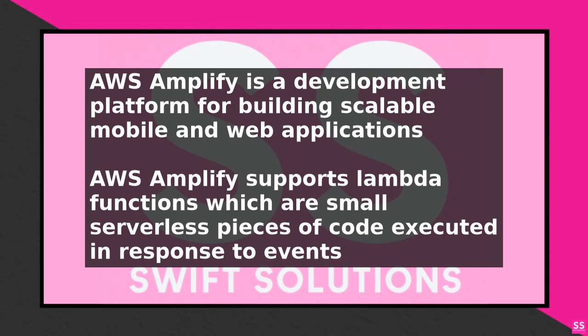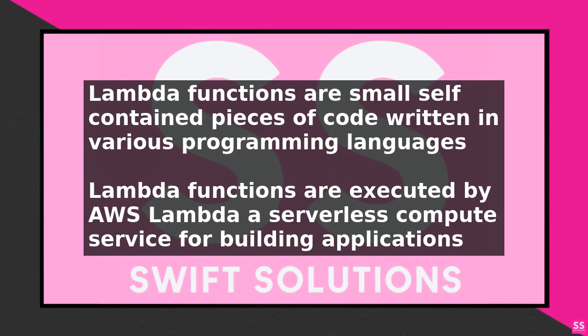To get started with AWS Amplify Lambda functions, you need to understand what a Lambda function is. A Lambda function is a small, self-contained piece of code that can be written in a variety of programming languages, including Node.js, Python, and Java. Lambda functions are executed by AWS Lambda, a serverless compute service that provides a flexible and scalable way to build and deploy applications. When using AWS Amplify, you can create Lambda functions to perform a wide range of tasks, such as handling user authentication, processing data, and integrating with other AWS services.